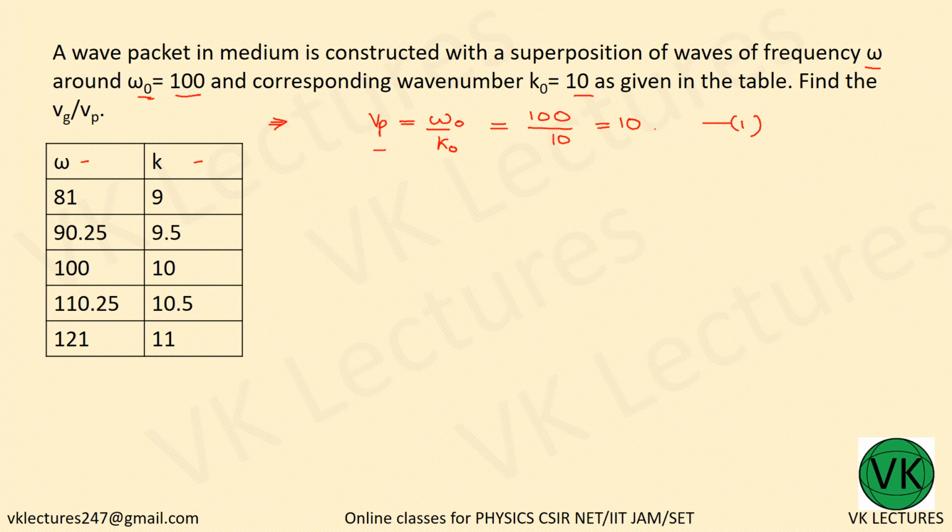Now what is Vg? Vg is equal to d omega by dk. Now how will you find this d omega by dk? This we can again write as delta omega by delta k, such that this delta represents the small change in omega. Now when I am moving from one value to another, let us take any of the two values which can be easily done.